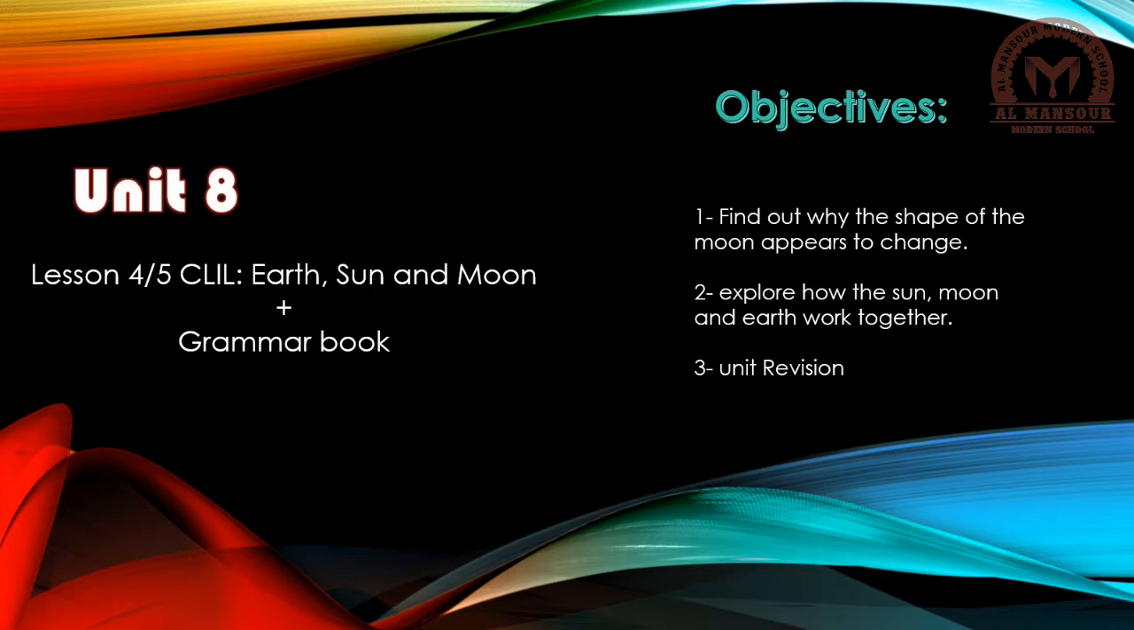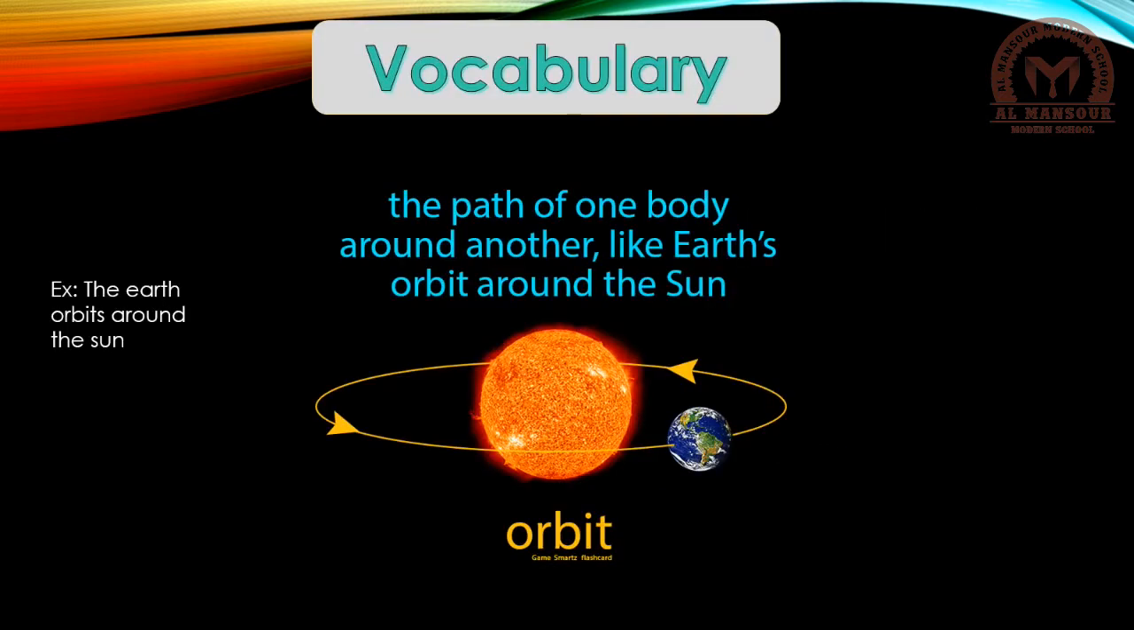We're gonna take Unit 8, Lesson 4 and 5. We're gonna learn how Earth and Sun and Moon work, okay? We're also gonna include the grammar book in this lesson. For today's objectives, we're gonna find out why the shape of the moon appears to change. We're also gonna explore how the sun, moon, and earth work together. We're also gonna revise the unit, okay?